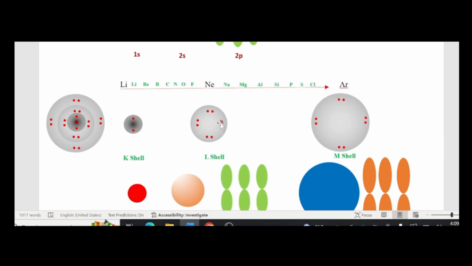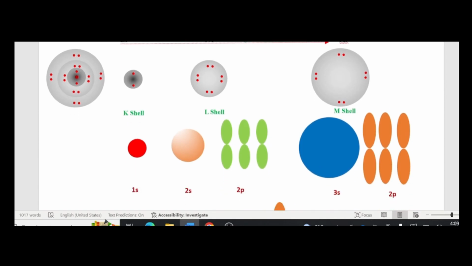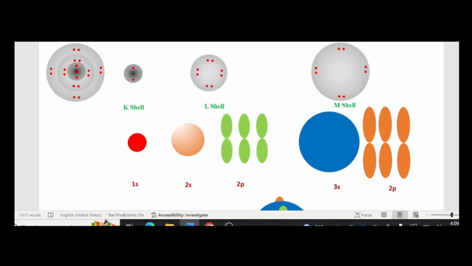Just like how we have this shell here, L shell, has 2 sets of orbitals, the M shell also has 2 different sets of orbitals. It has a bigger s orbital that we'll call the 3s orbital. And 3 dumbbell set of orbitals, we'll call that the 3p orbitals. Not in number, but in position. So this is called the 1s orbital, spherical.